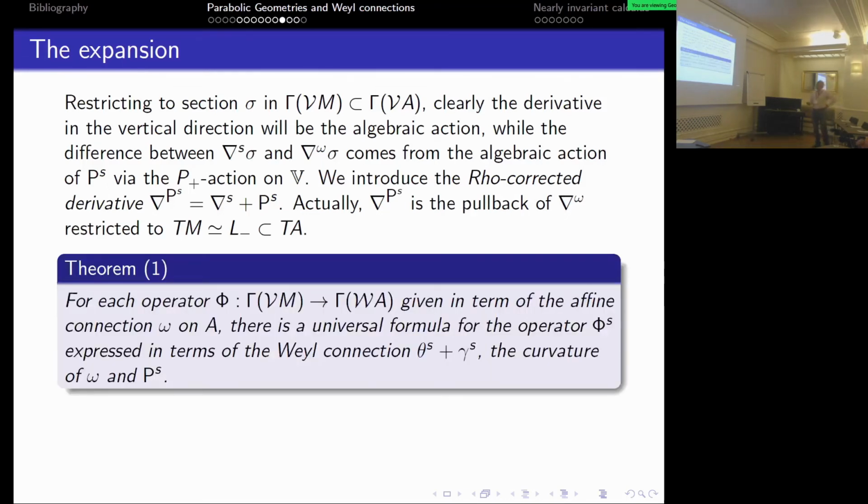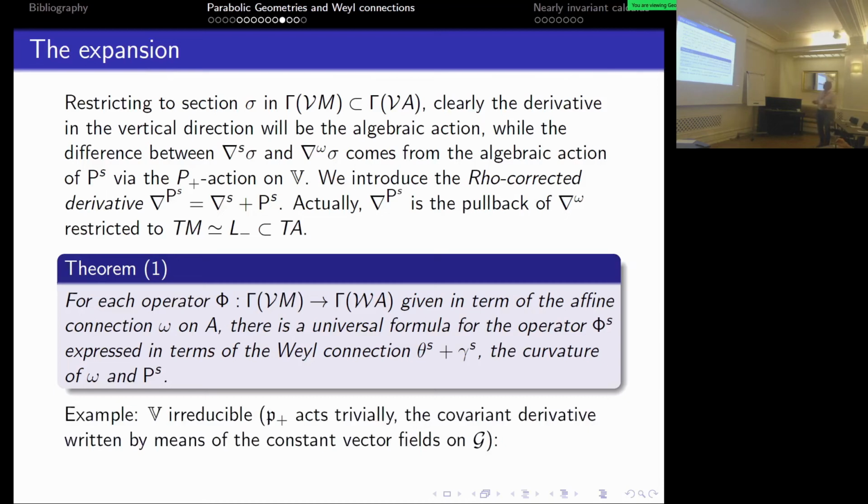And this comes nicely, and we arrive at the first theorem. I should explain, this rho-corrected derivative means that I take the covariant derivative with respect to the Weyl connection, and this is an algebraic action of the value of the pullback of rho. So it has values in G1, and G1 acts, it's a P plus thing, so it acts on my section, right? If the section would be from an irreducible bundle, then it would just not exist. And the claim is that for each operator, I can rewrite it completely in terms of the Weyl connections, the curvature of the original connection omega, and the rho's.